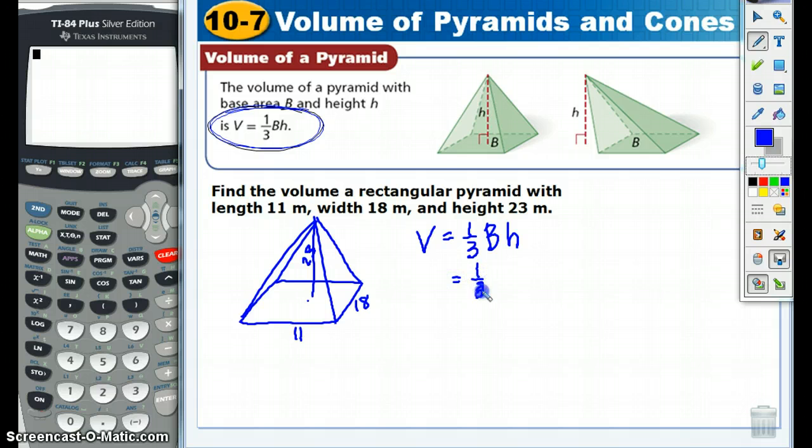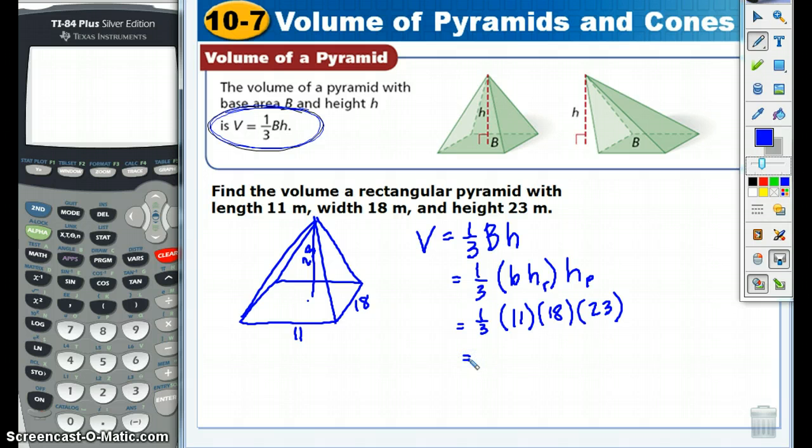The area of the base is a rectangle, so it's going to be base times height. And the thing I want you to do is, that's the height of the rectangle, and this is the height of the pyramid, so HP. Don't get the two heights confused. All right, so V equals 1/3. The base is 11, the height of the rectangle is 18, and the height of the pyramid, 23. And all those units are the same. And here we go, and we're going to type that in.